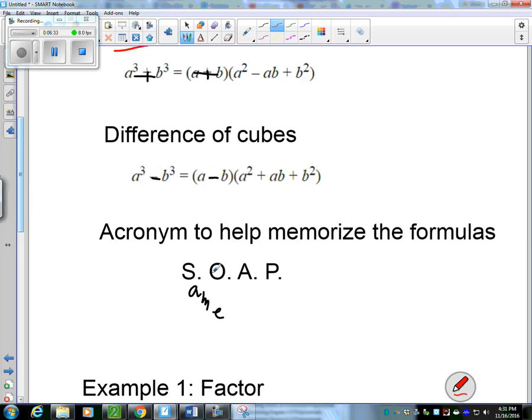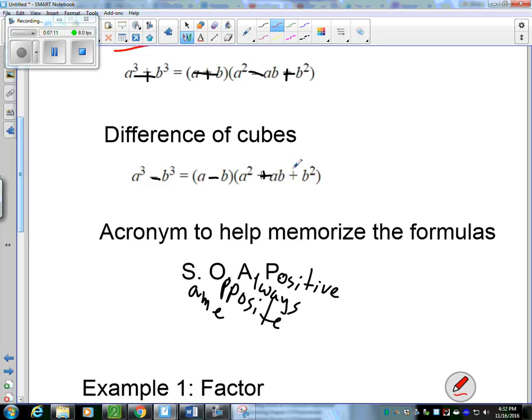Second one, O stands for, I bet you can figure it out, opposite. So if it's an addition formula, or a sum of cubes, the second sign is subtract, it's the opposite. If it's a subtraction, then it's a plus. And the last two letters stand for always positive. So the last sign is always positive, on both of them.